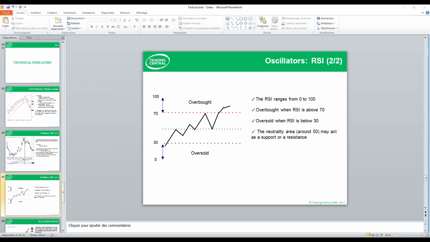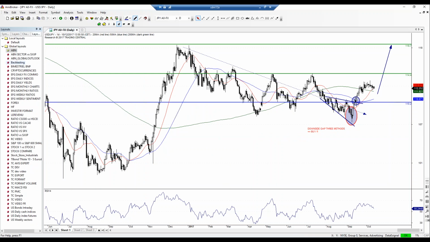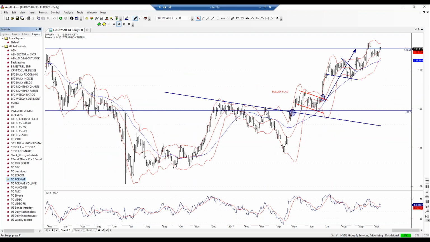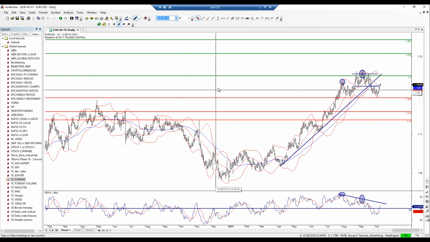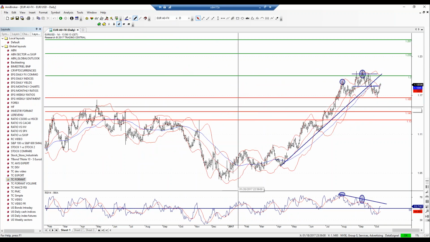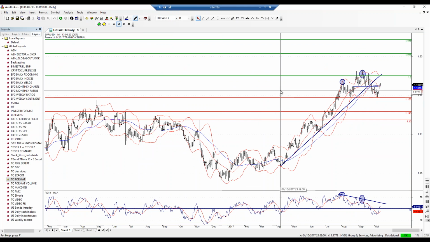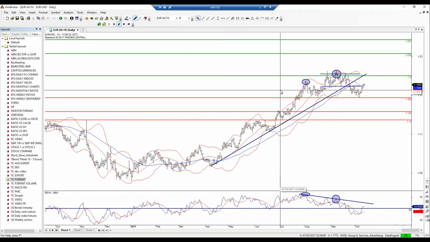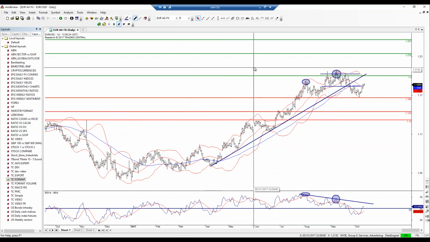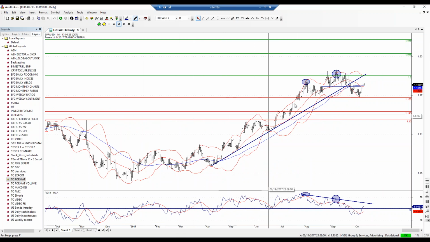So let's have a look at, for example, the euro dollar. I think because we had a very interesting, a beautiful bearish divergence on euro dollar in the past couple of weeks. As you can see here on my chart, I hope you can see it clearly. I will try to zoom in a little bit. Okay. So this is a chart of euro dollar.